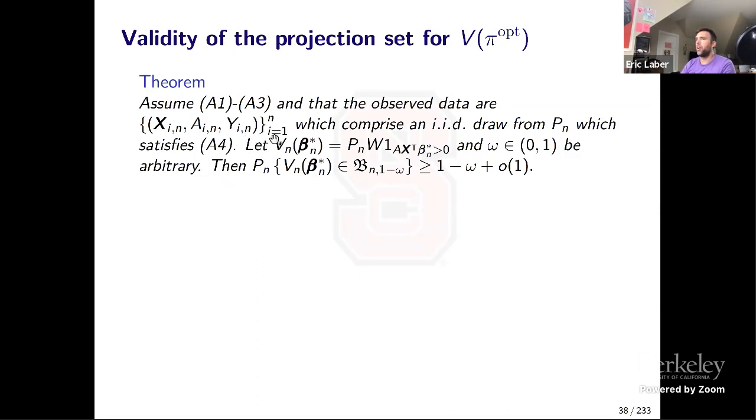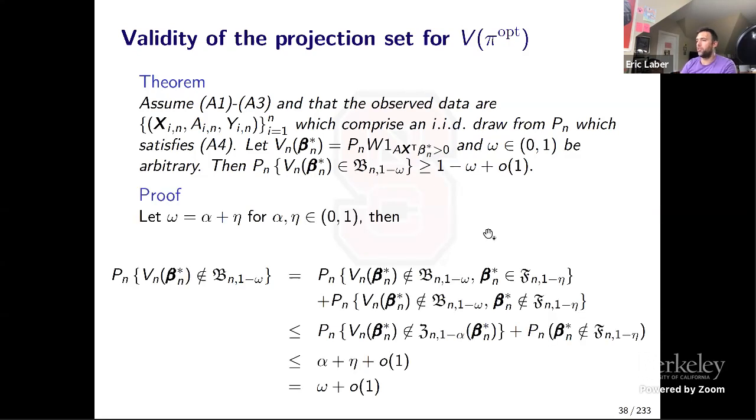I'm going to define Vn of beta star n to be the expectation of W times the indicator that A X transpose beta star n is greater than 0. Again, that's just the value of beta star n under Pn. For any omega in (0, 1), let that be arbitrary. Then the probability that Vn of beta star n is in our projection interval is at least 1 minus omega plus little o(1).